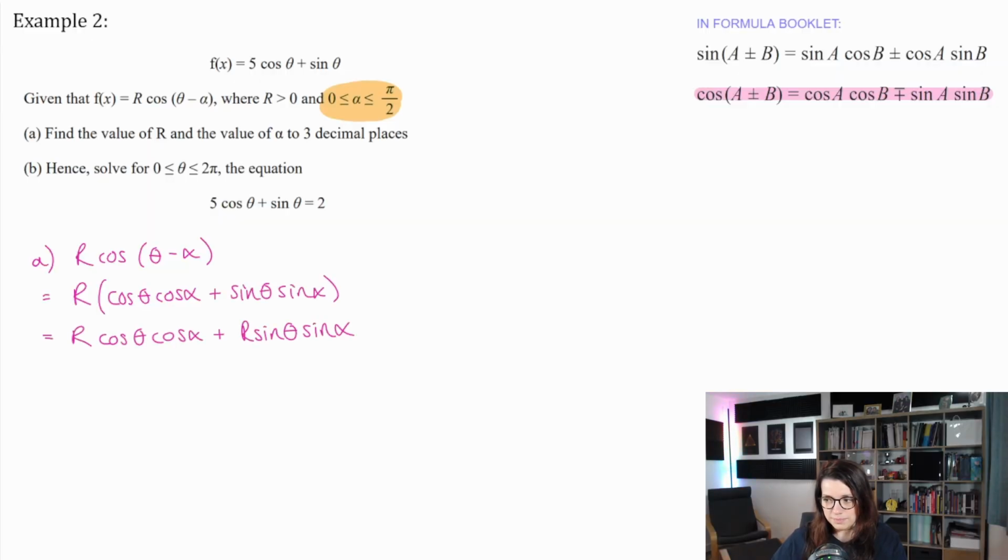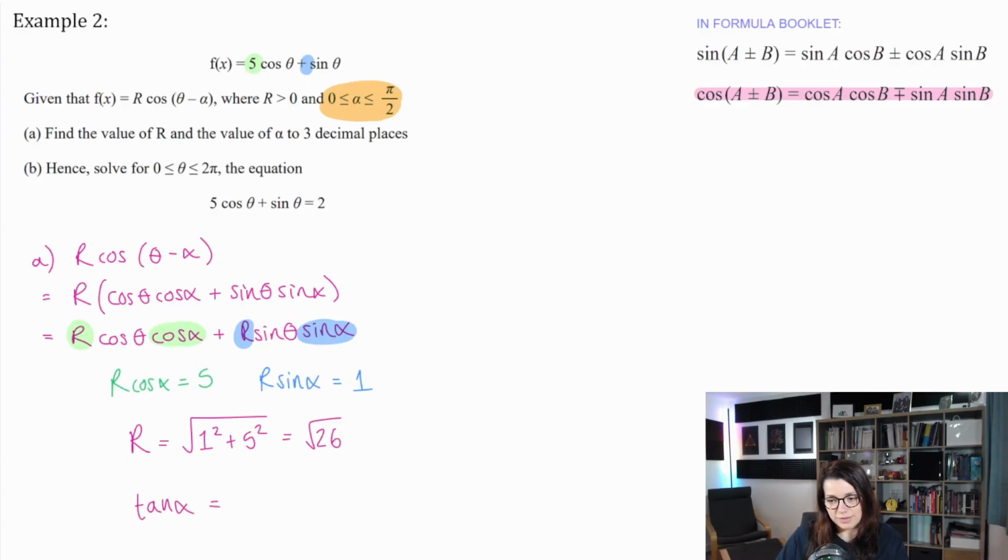Multiply through by r. Now we play spot the difference. They've got 5. We've got r cos alpha. So r cos alpha is 5. They've got a 1, invisible 1. We've got r sine alpha, means r sine alpha is 1. Let's do our new trick or shortcut. r is the square root of those two numbers squared in either order. So r is root 26.